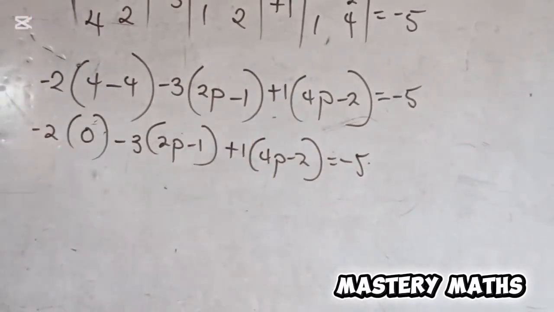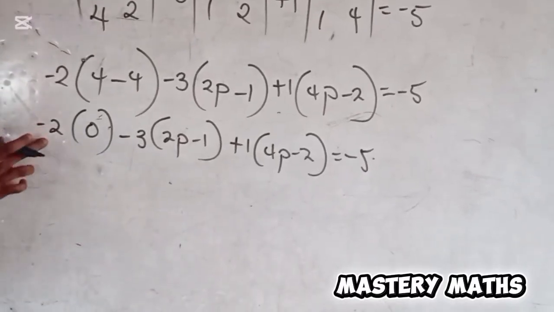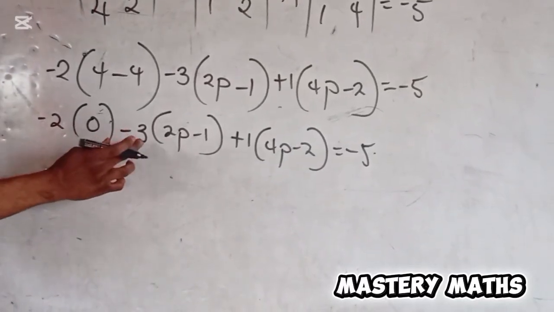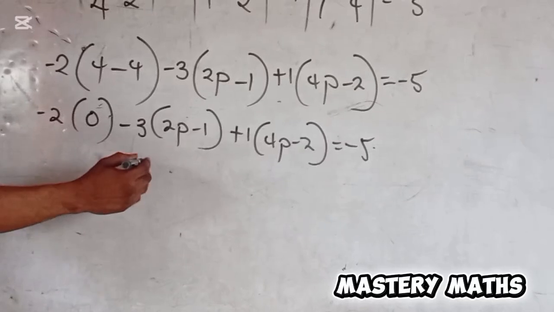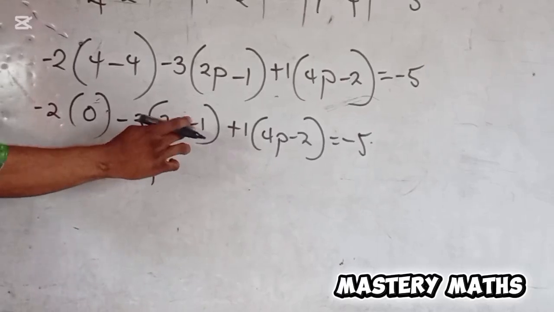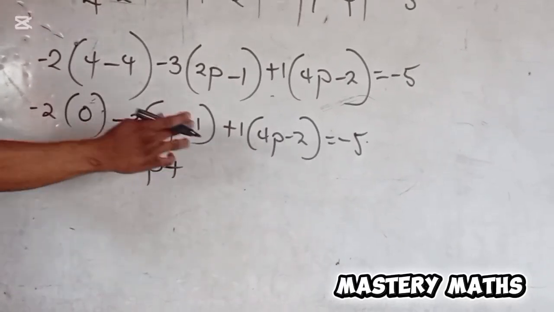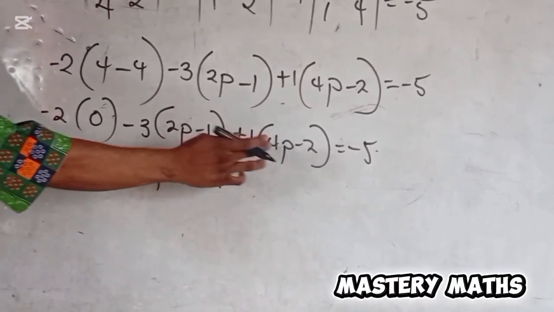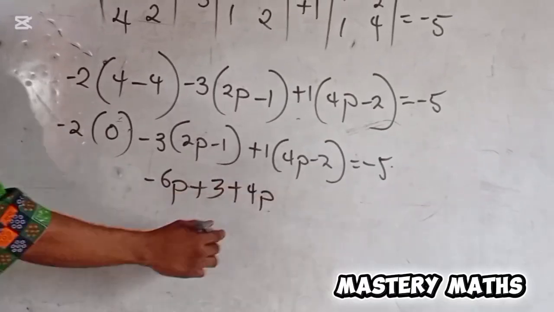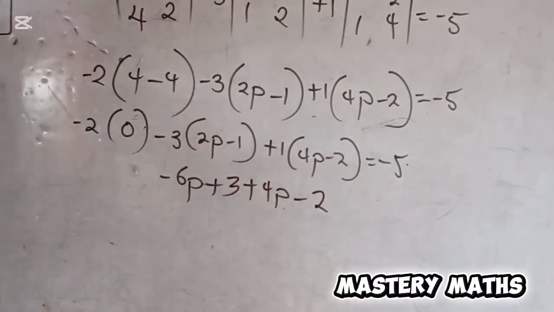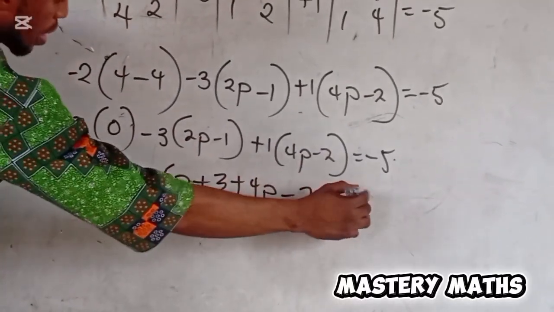Now let's open the bracket completely. Minus 2 times 0 is 0. Then you say your minus 3 times 2P will give us minus 6P. Minus times minus will give us plus. 3 times 1 is 3. Then you have your plus 1 times 4P is 4P. Plus times minus is minus. 1 times 2 is 2. Then equal to, you bring down your minus 5.